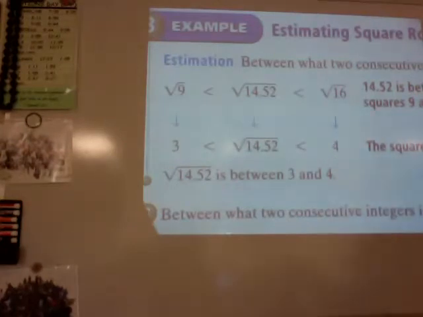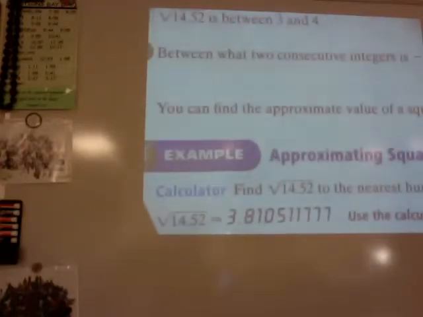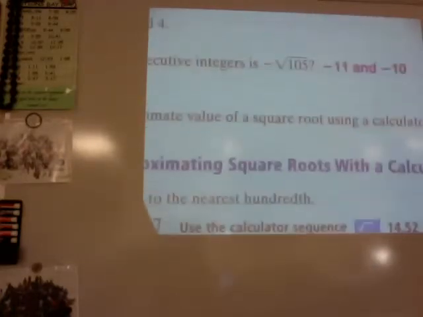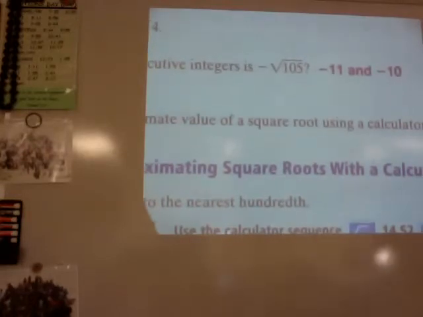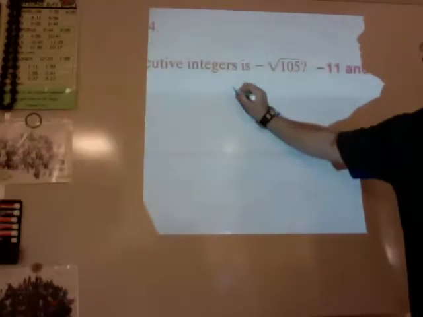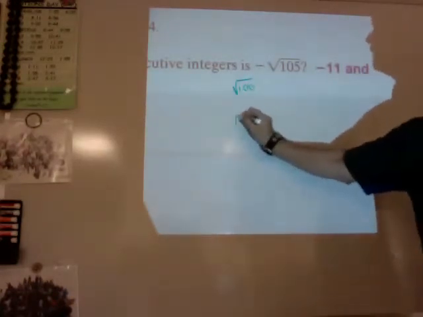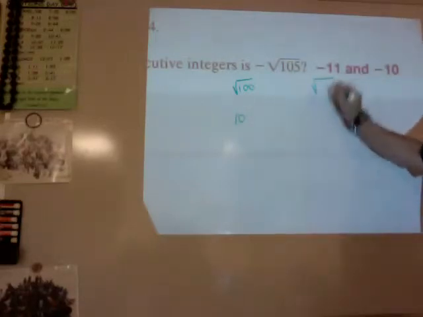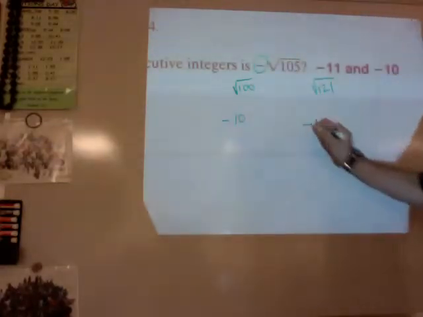Okay. An example that they give is, between what two consecutive integers is radical 105, or negative radical 105. The way you would do that problem is the same way. If it's radical 105, I know that radical 100 is right below it. Okay? And if that's 10, it's kind of a shortcut instead of going both ways. I know that this one would be 11, which is 121. But because of this negative, I have to put a negative 10 and negative 11.